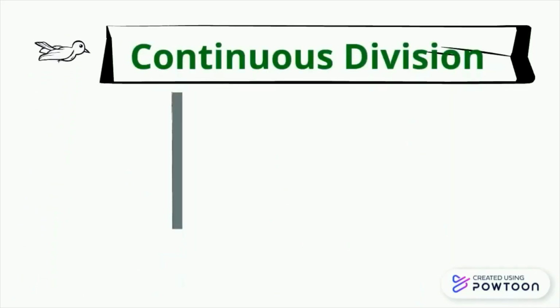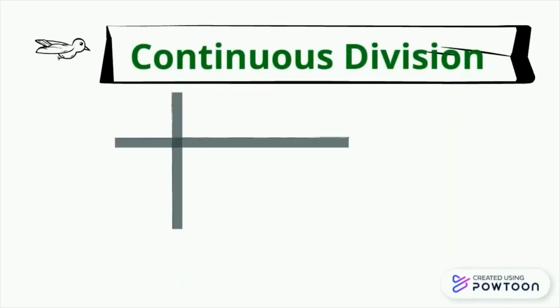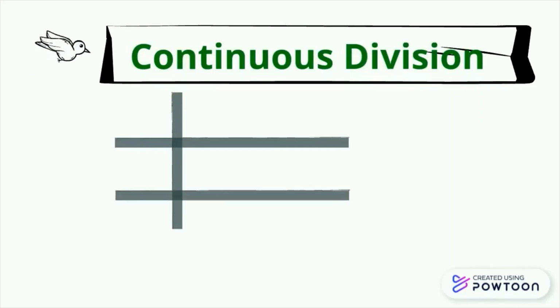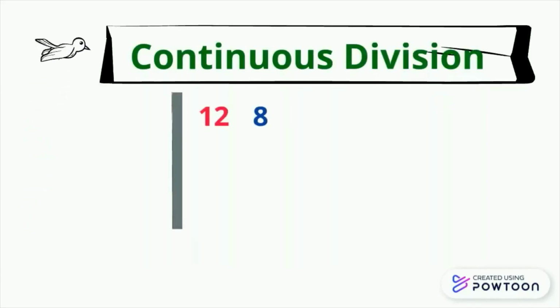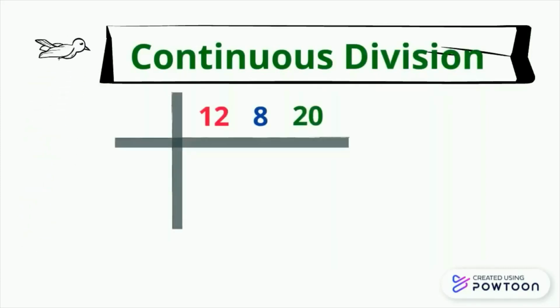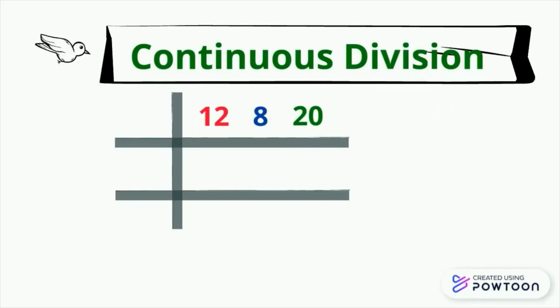Continuous division is another method. It is also known as decomposition. As shown, we will think of a number divisible by 12, 8, and 20. As to whether it is prime or composite, it does not matter. You can choose to divide the numbers by 2 or by 4, but then it is better to choose the bigger one.